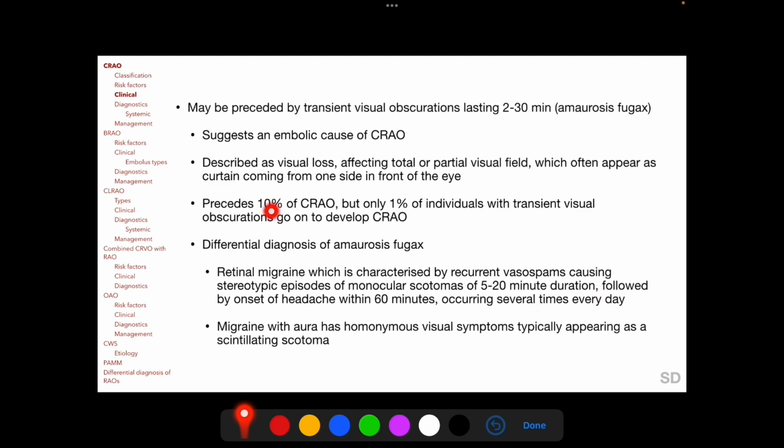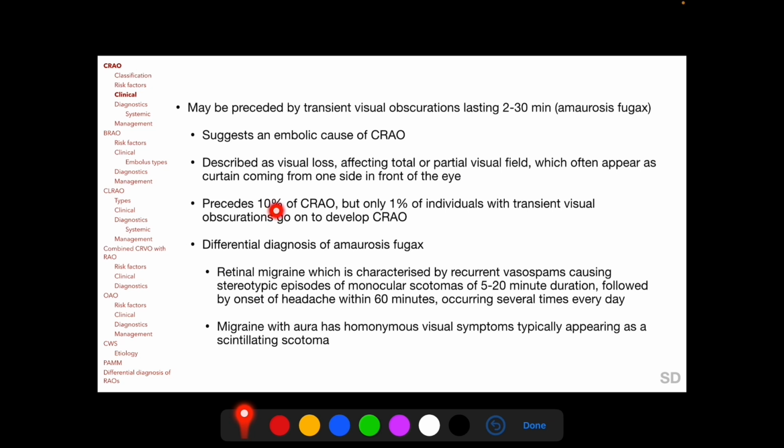In 10% of all CRAO cases, the sudden onset visual loss of CRAO is preceded by transient visual obscurations lasting 2 to 30 minutes, and we have discussed possible causes of transient visual obscurations in a separate session in the neuro-ophthalmology section. Transient visual obscurations occurring due to obstruction of blood flow in the retinal circulation is called amaurosis fugax. An occurrence of amaurosis fugax prior to onset of CRAO suggests an embolic cause of CRAO. Patients with amaurosis fugax describe it as a visual loss affecting total or partial visual field, which often appears as a curtain coming from one side in front of the eye.